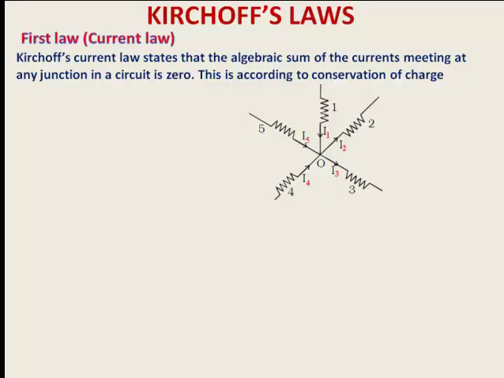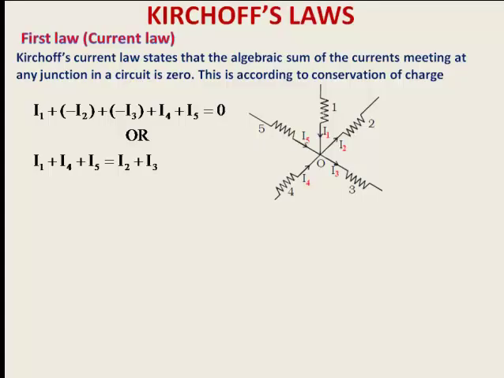That means the rate of charge coming from I1, I5, I4 must be equal to the rate of charge going via I2 and I3. That's what we do mathematically over here: I1 ± I2 ± I3 + I4 + I5 = 0. When the current is coming, we take it as positive. When the current is going, we take it as negative. So, in other words, the incoming current should be equal to the outgoing. The reason is very simple: the point O can neither consume charge nor deliver more charge.